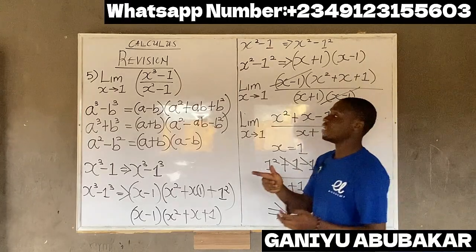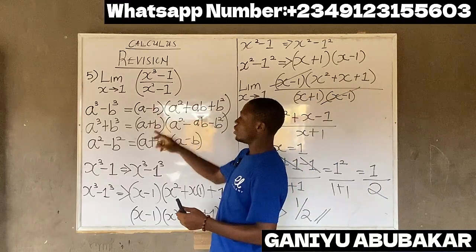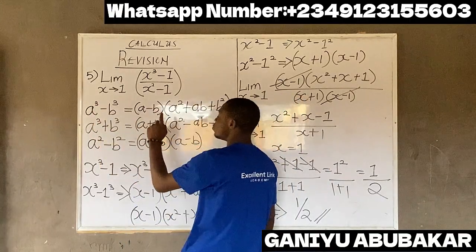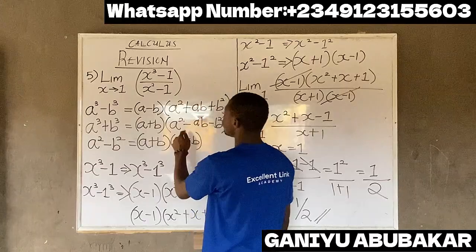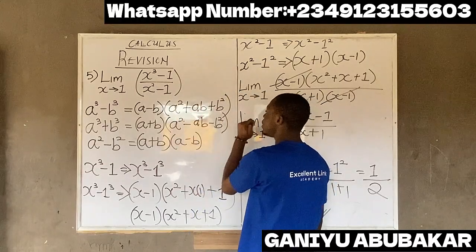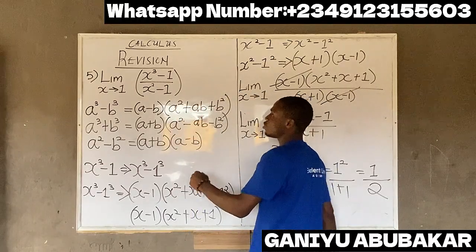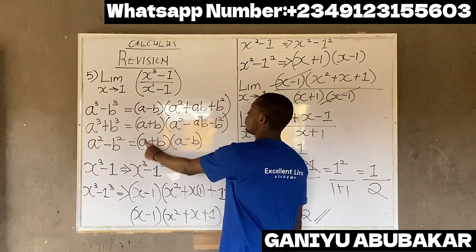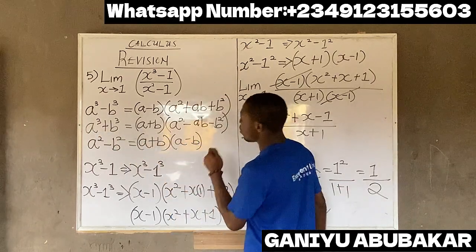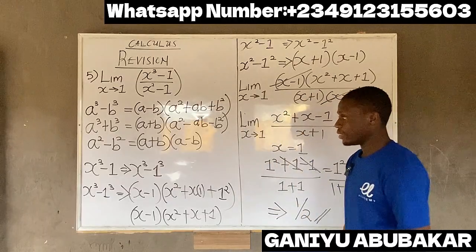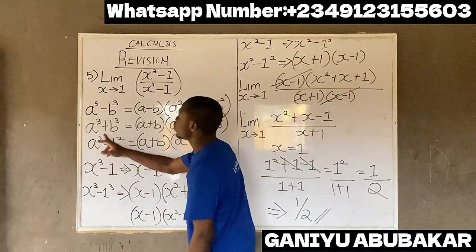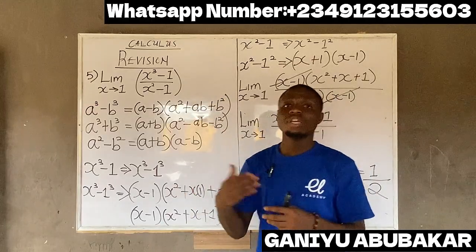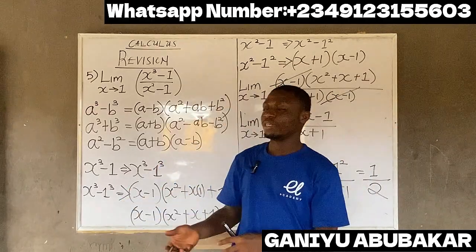Please, the key takeaway here is these three things: 1, 2, 3. Very, very important. a cube minus b cube gives you a minus b into a squared plus ab plus b squared. Also, I have a cube plus b cube. This one gives you a plus b into a squared minus ab plus b squared. Similarly, I have a square minus b square. It gives you a plus b and of course a minus b.